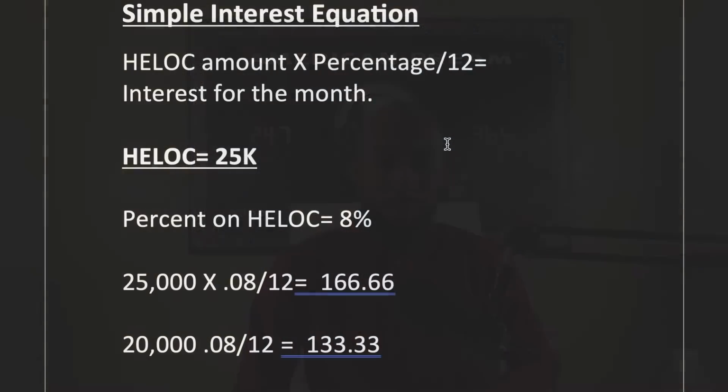All right. So before we get to the mortgage payoff spreadsheet, I want to go over and break down simple interest in the equation so we can get a full understanding of what simple interest is when we're using the HELOC. So the simple interest equation is pretty much going to be your HELOC amount times whatever the percentage on your HELOC is, divided by 12, since there's 12 months in a year. So I'm going to have an example.